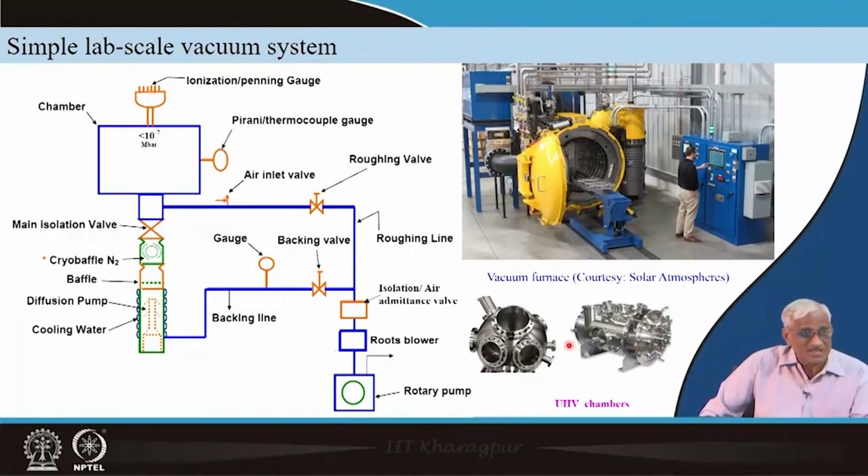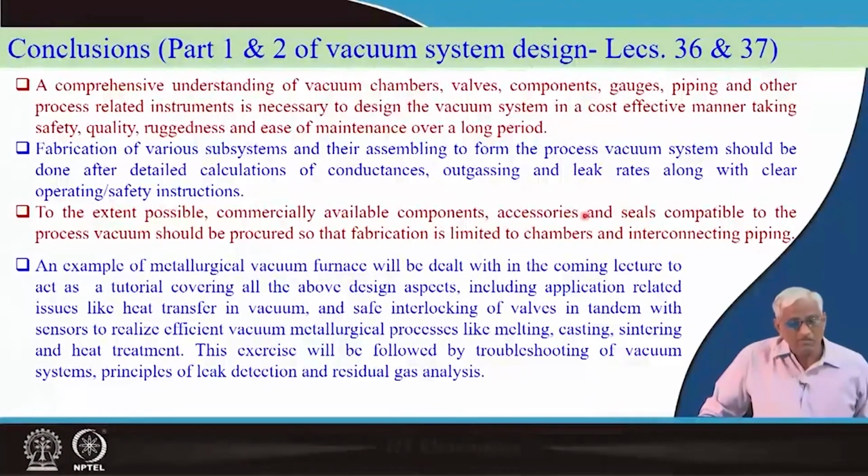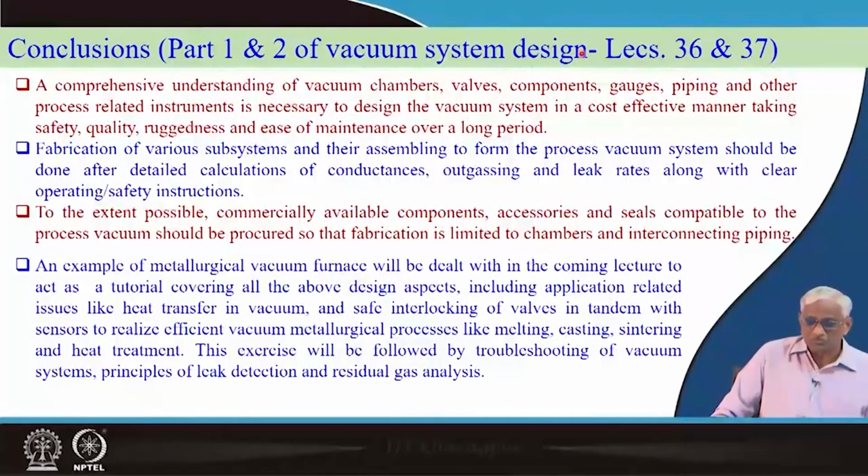We have already discussed in the last 2 classes where we are doing system design, but a tutorial we will not do for UHV, we will do for minus 5 to minus 6 torr type of thing, a typical system for metallurgical applications of a furnace, vacuum furnace. So, with this let us give conclusions of part 1 and part 2 of vacuum system design.